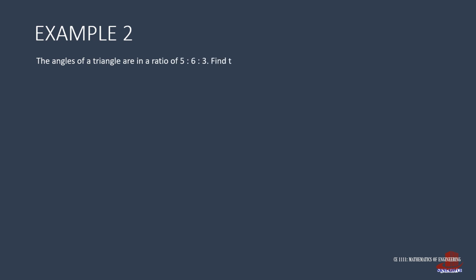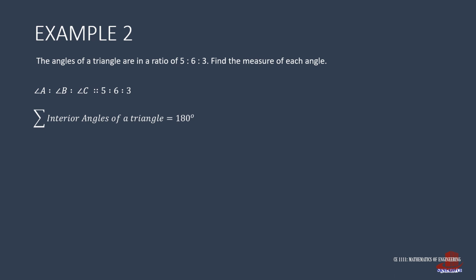For the second example, the angles of a triangle are in a ratio of 5:6:3. Find the measure of each angle. This means the ratio of angles A, B, and C are to 5, 6, and 3. Those angles are used for a triangle, and we know that the summation of the interior angles of this polygon is 180 degrees. Thus, we can say that adding the ratios 5, 6, and 3 should be equal to 180. That's just like 14 parts in 180 degrees.